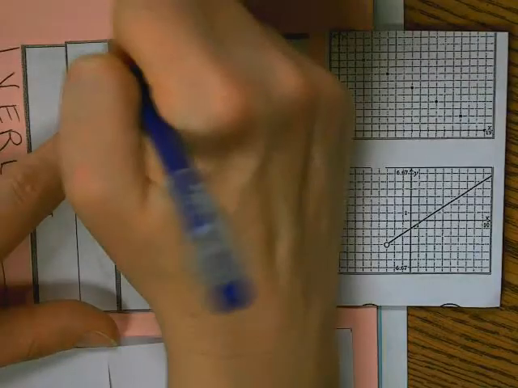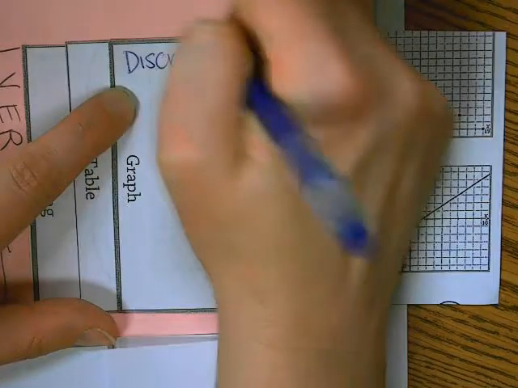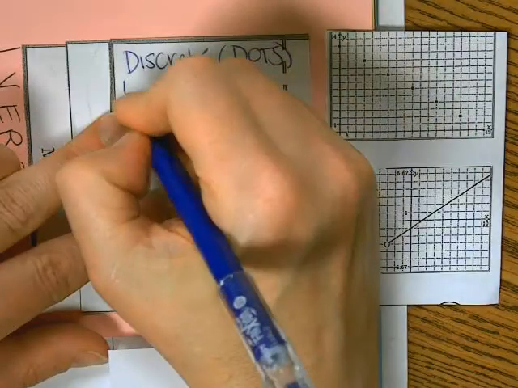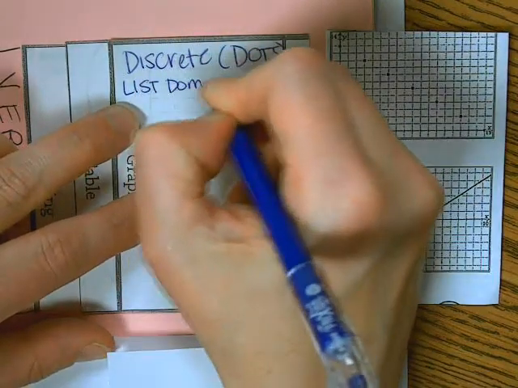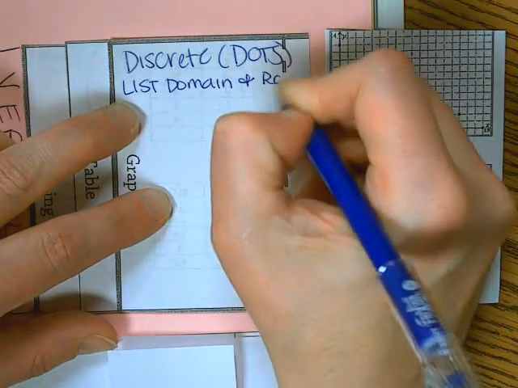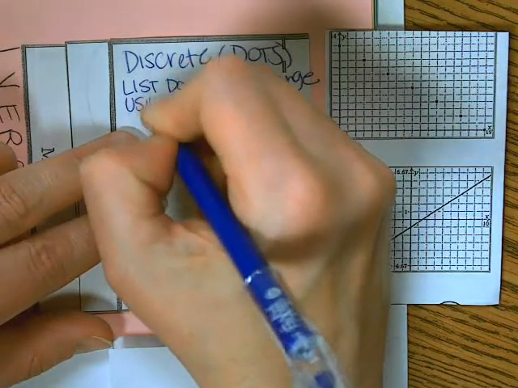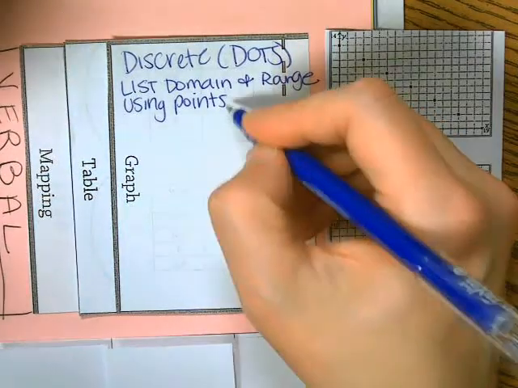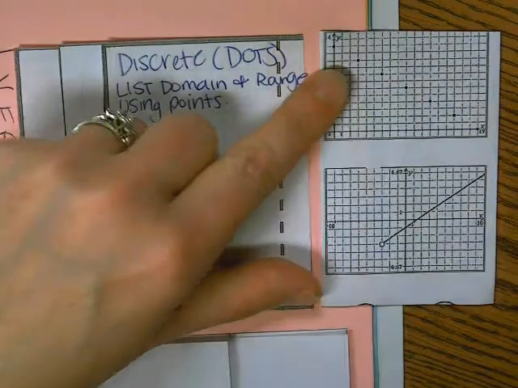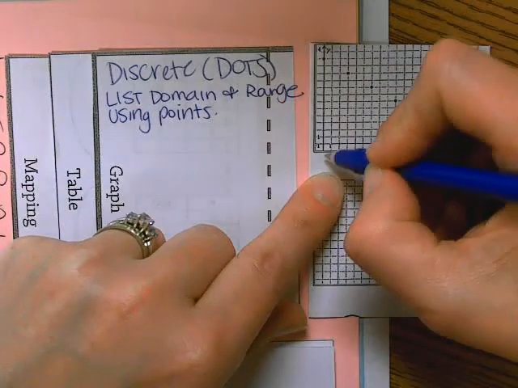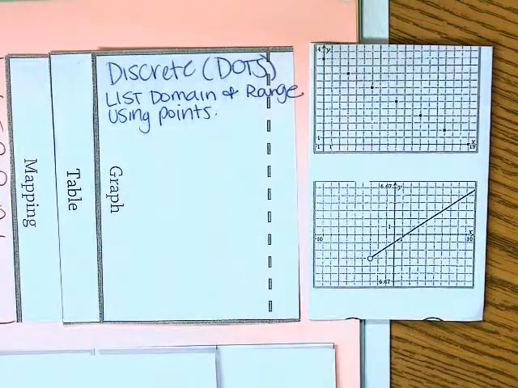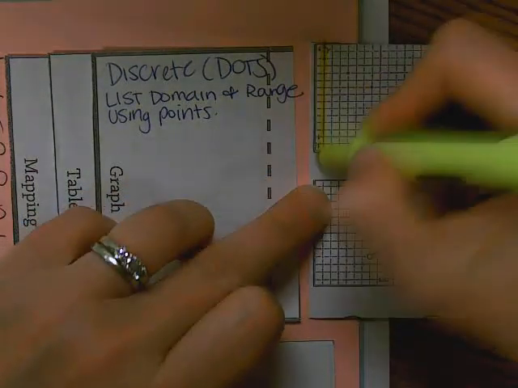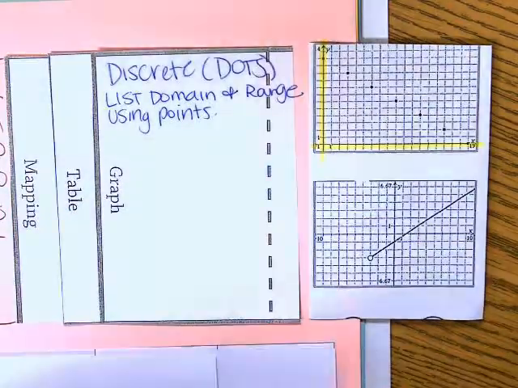Let's talk about how we're going to solve for domain and range if we have dots. What do we do? Well, we have to list the domain and range using points from the graph. So over here, you can come to your graph and write the points out. This is going to be very difficult to see, so I'm going to make this X and Y axis better highlighted with the yellow. There's the Y, and there's the X.